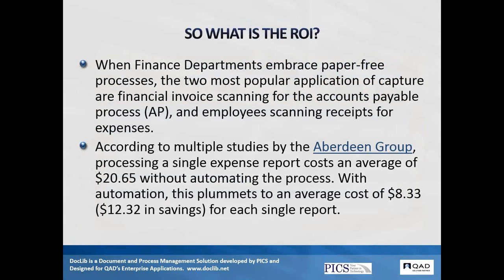Wanted to address a little bit of return on investment here. It turns out that when employees are scanning receipts for expenses, that happens to be one of the two most popular choices that the finance department looks to automate from paper-free transactions. According to the Aberdeen Group, processing a single expense report costs an average user $20.65 when it's not automated. When you choose to automate, which is what we're looking at here today using DocLib Expense, that cost plummets to an average of $8.33, or a savings of $12 for each single report.